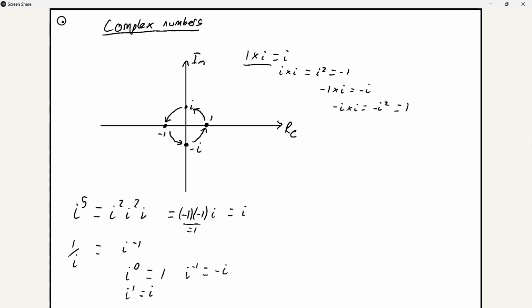That is obviously useful when you've got a bunch of numbers and you have i times, I don't know, something on the bottom.